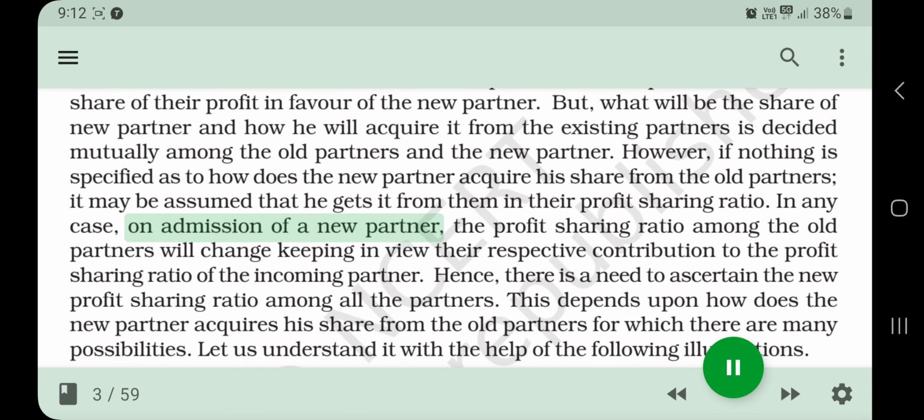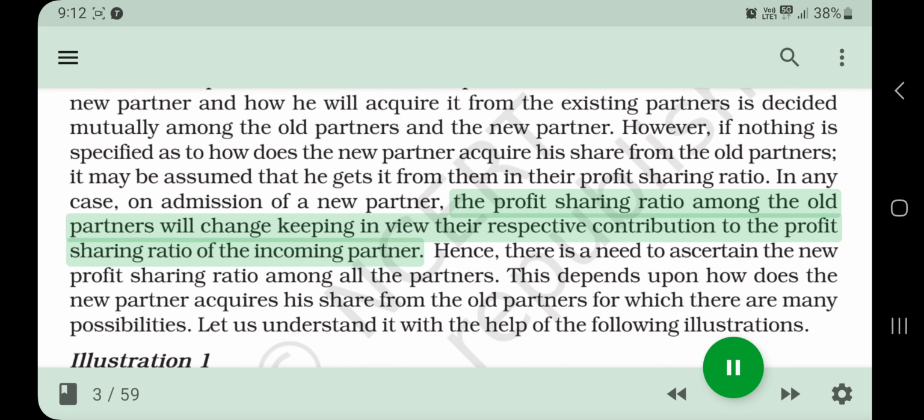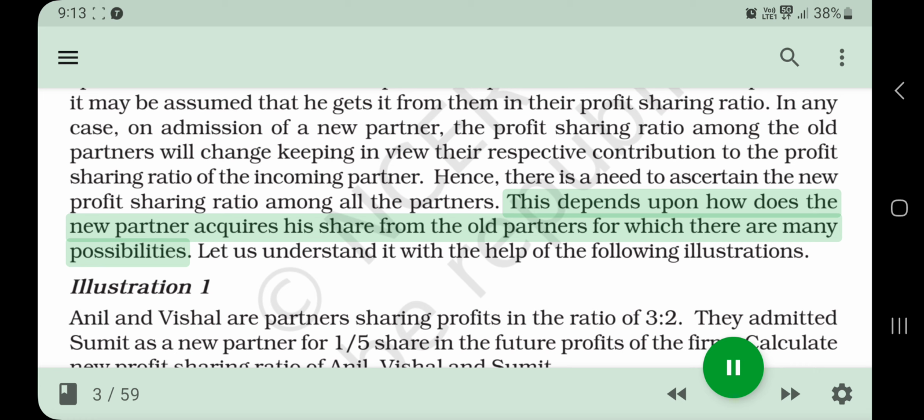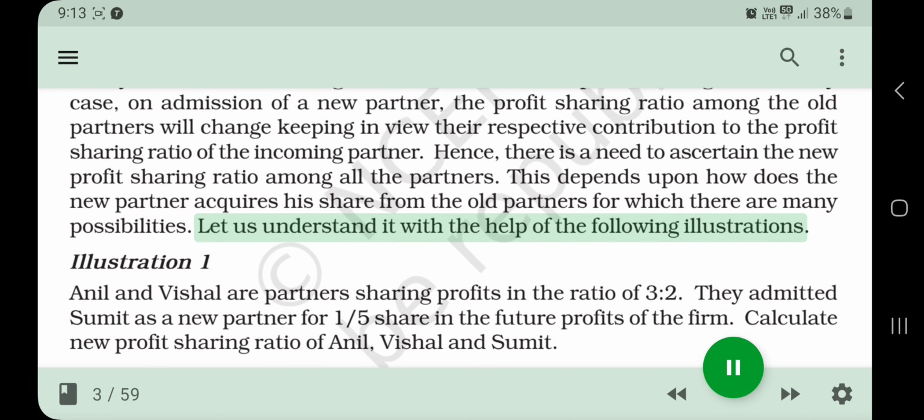In any case, on admission of a new partner, the profit-sharing ratio among the old partners will change, keeping in view their respective contribution to the profit-sharing ratio of the incoming partner. Hence, there is a need to ascertain the new profit-sharing ratio among all the partners. This depends upon how the new partner acquires his share from the old partners, for which there are many possibilities. Let us understand it with the help of the following illustrations.